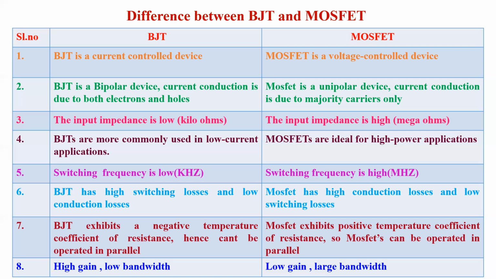And in terms of application, BJT gives high gain and low bandwidth, whereas MOSFET gives no gain but it has large bandwidth. So these are the differences between BJT and MOSFET.